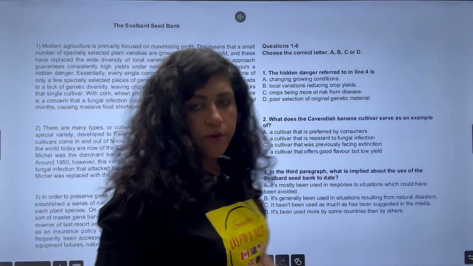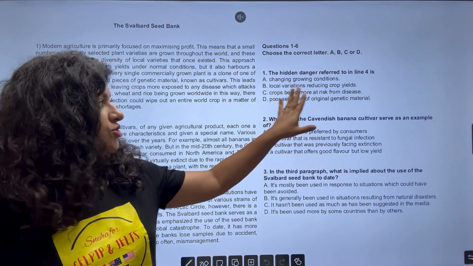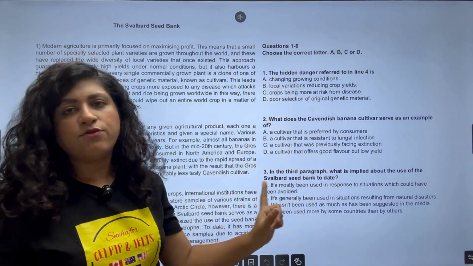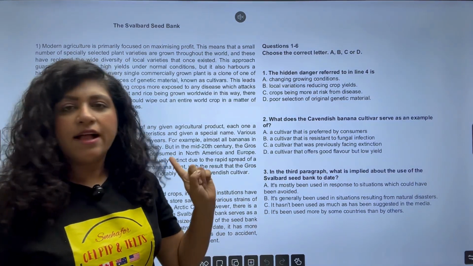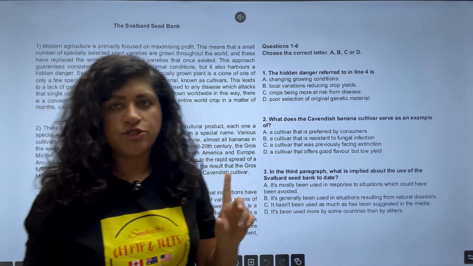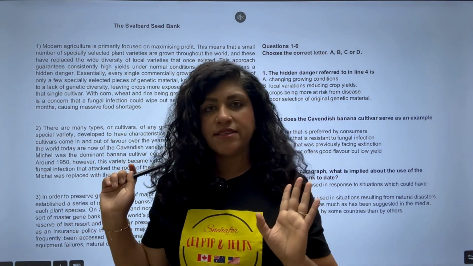All right. So what we're going to do is, as you can see, these are the questions given to me. Each question has 4 options, A, B, C, D. I have to mark one correct answer for each of the question. And there is the text given.